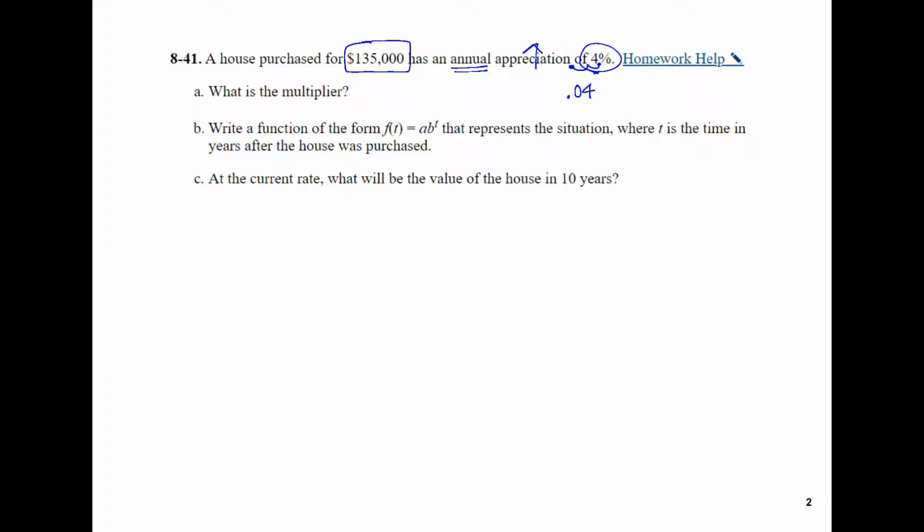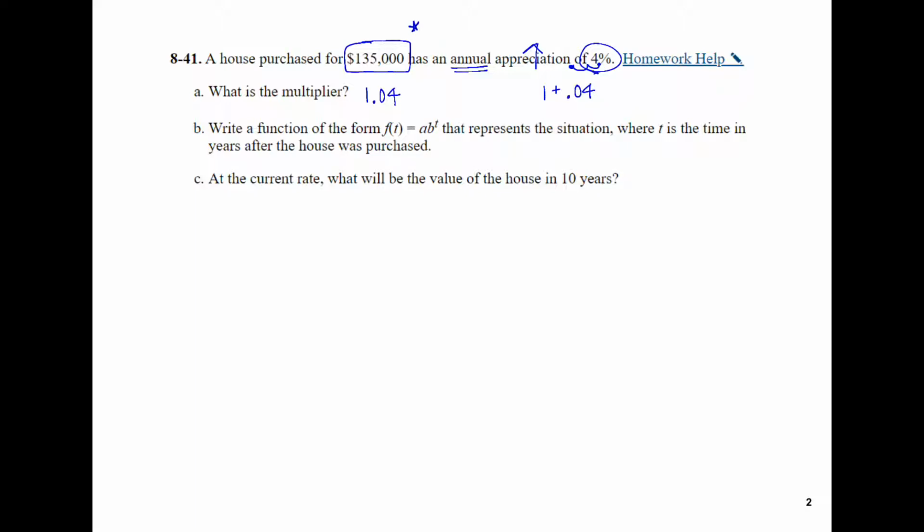But our house is appreciating, and we want to take into consideration the original purchase price of our house of $135,000. So we need to add 0.04 to 1, which gives us a multiplier of 1.04. If you remember back to Algebra 1, when we have numbers greater than 1, we are going to get an exponential increase or growth.